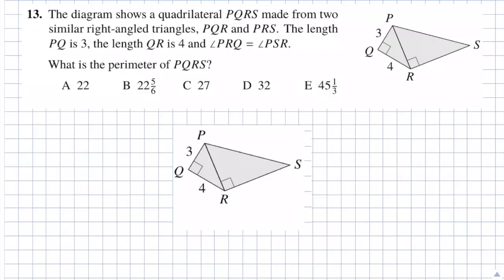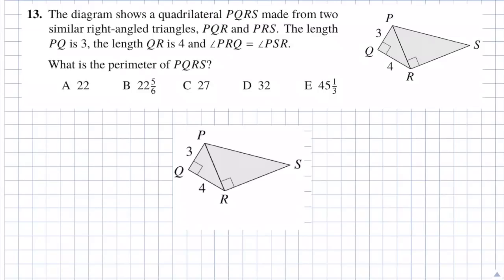Question 13. The diagram shows a quadrilateral PQRS made from 2 similar right-angled triangles, PQR and PRS. The length PQ is 3, the length QR is 4, and angle PRQ is equal to angle PSR. What is the perimeter of PQRS? We've got answers as A is 22, B is 22 and 5/6, C is 27, D is 32, E is 45 and a third.